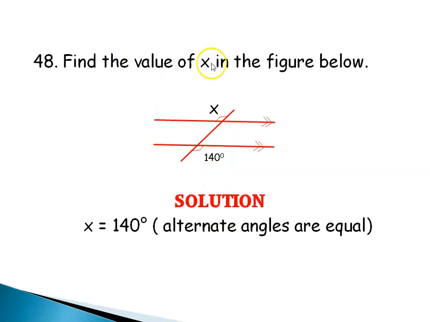Question 48. Find the value of x in the figure below. As you can see, x and 140 are alternate angles, and since alternate angles are equal, x is equal to 140 degrees. So x is 140 degrees because they are alternate angles, and alternate angles are equal.